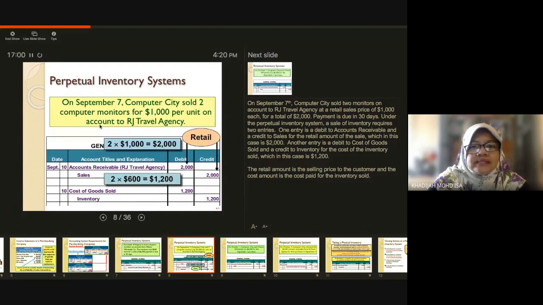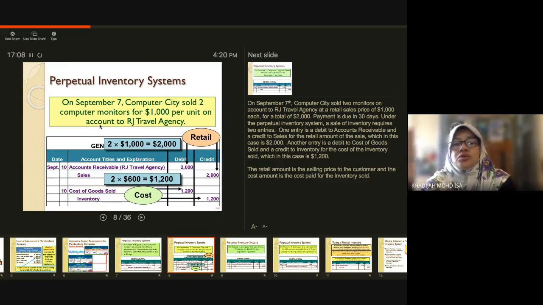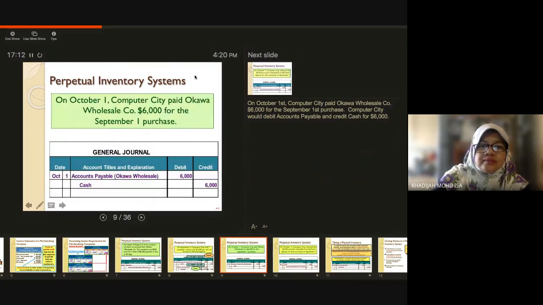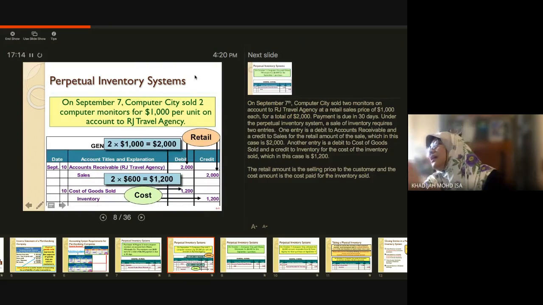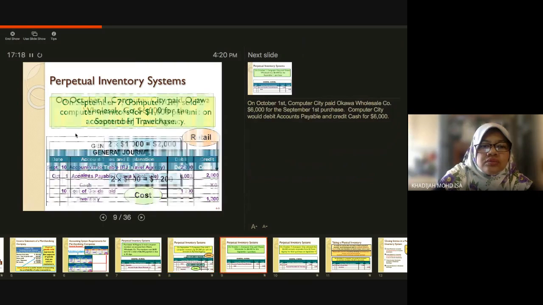The second one is on September 7, now you sell. When you sell, there are going to be two transactions. You have to record two transactions.